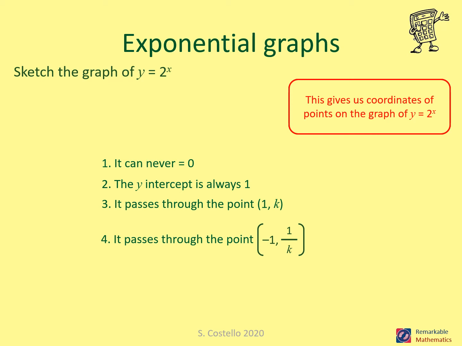So this gives us coordinates of points on the graph of y equals 2 to the x. So what coordinate do we get from the y-intercept is 1? We get 0, 1. What coordinate will this give us on the graph y equals 2 to the x? Well, k is 2. It gives us the coordinate 1, 2. This one, we know that k is 2, so it gives us the coordinate minus 1, 1 over 2.